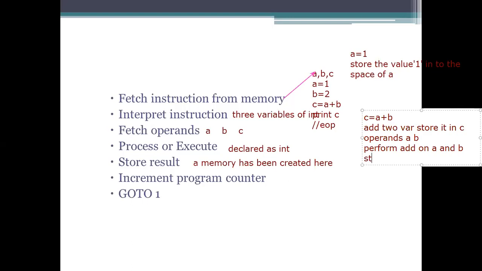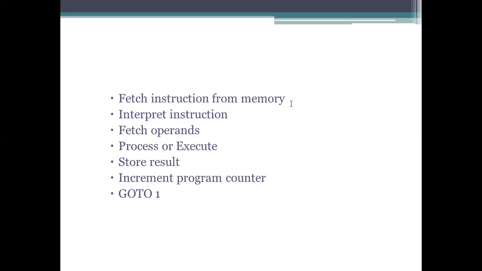In the next step, I need to store the result in C. So after that, I have to go for the next one. Likewise, I will perform the instruction set processing here. So this is what we are dealing with for the von Neumann architecture, which executes a single instruction at a time.